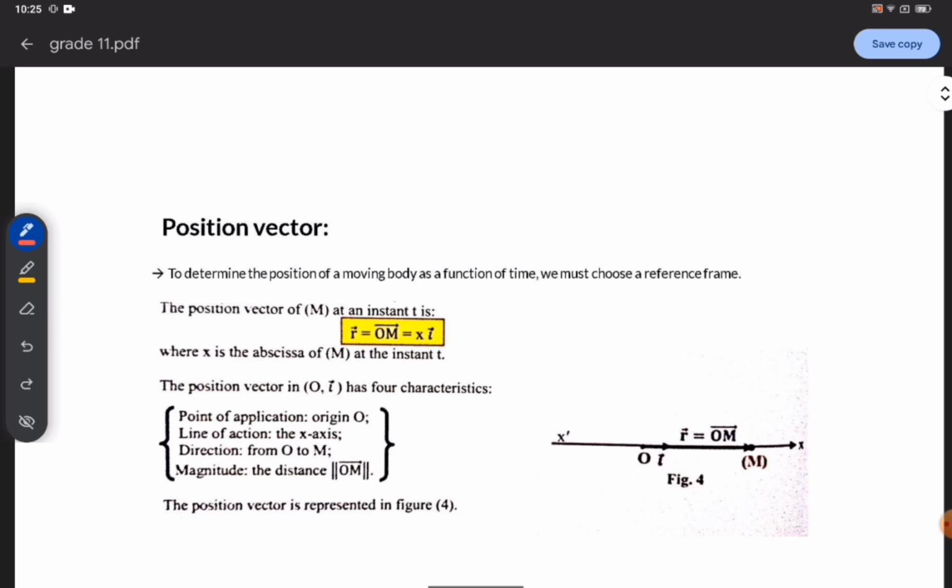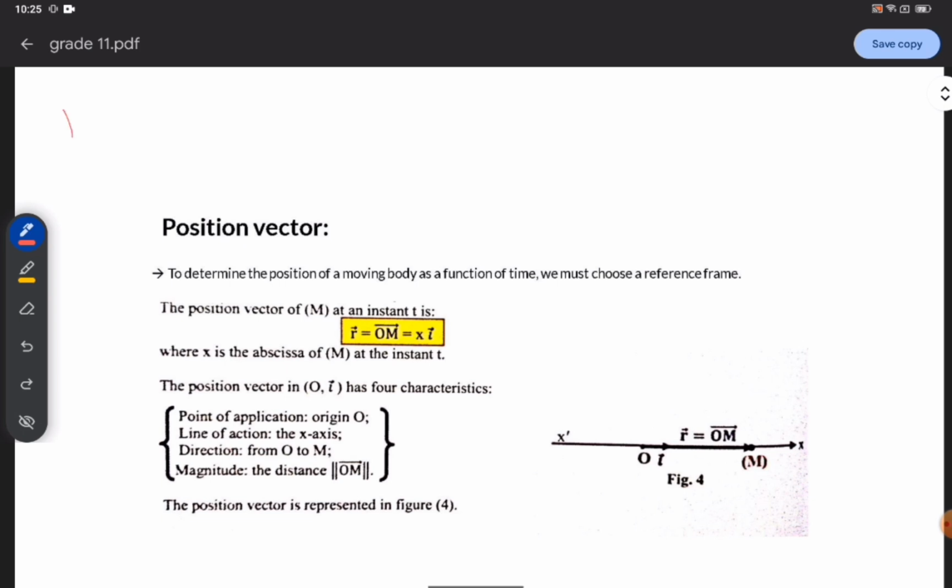A revision from grade 10. Position vector. To determine the position vector of a moving body as a function of time, we must choose a reference frame. The position vector of M at an instant t is r equal OM equal x i.